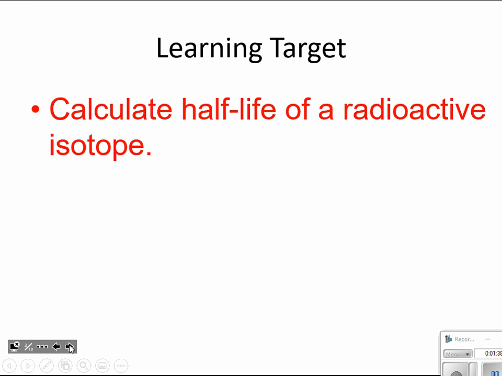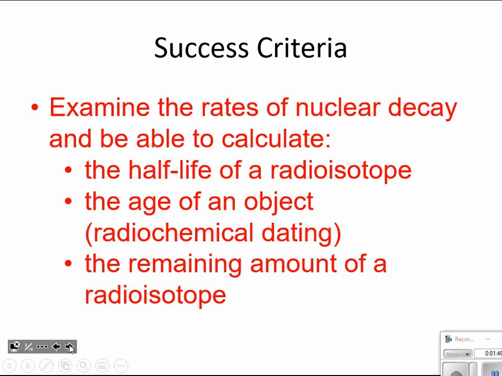Well, we need to be able to calculate the half-life of a radioactive isotope. How are we going to do that? We are going to examine the rates of nuclear decay and be able to calculate the half-life of the radioisotope, the age of the object using radiochemical dating, and finally, how much of the isotope remains. So we'll be going through all of those three things today. In order to hit that learning target, we're going to need to be able to perform this success criteria.